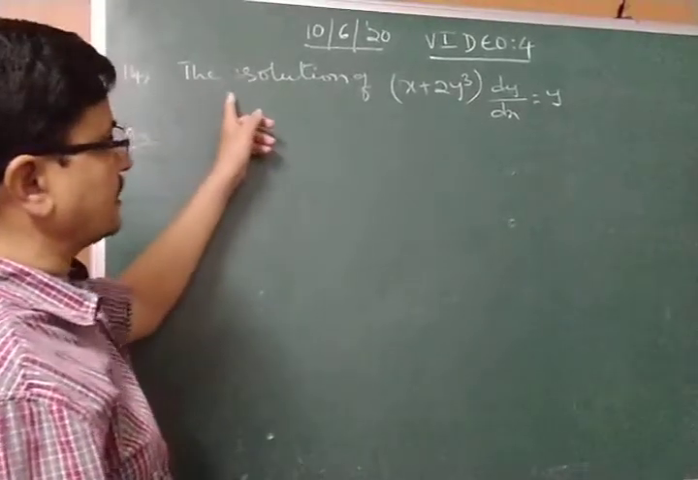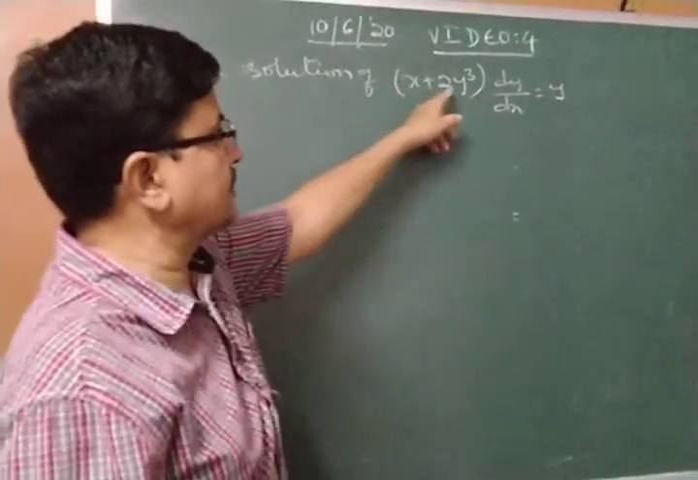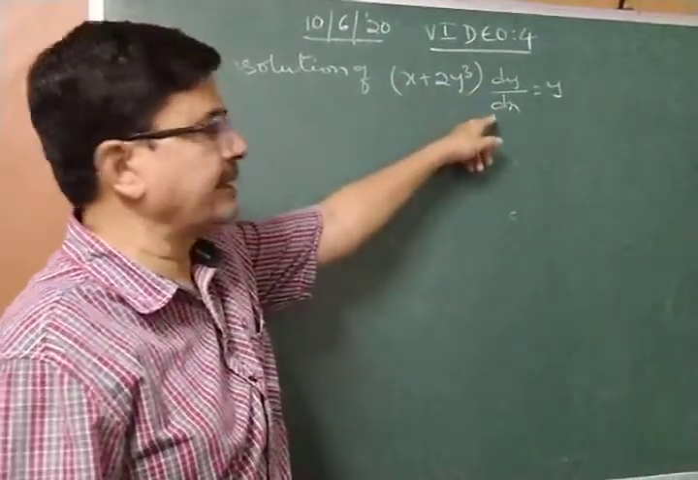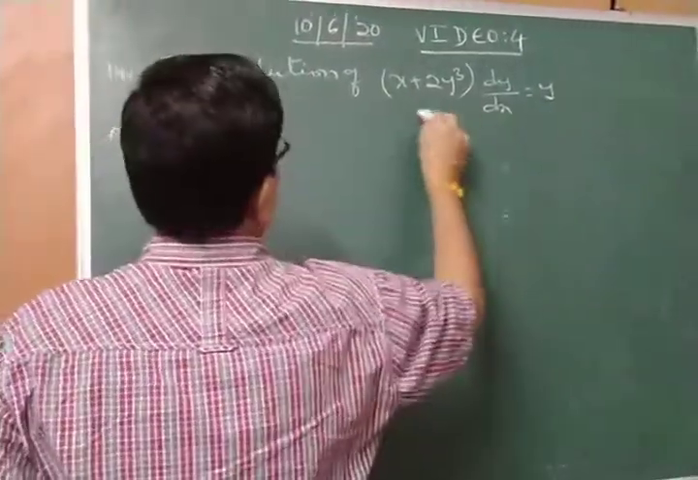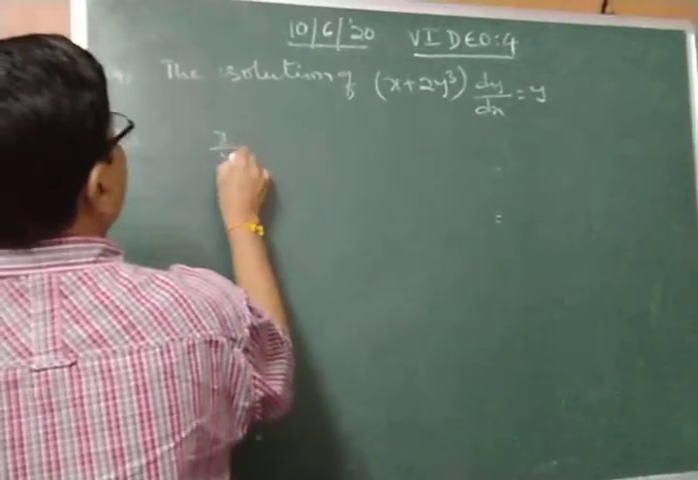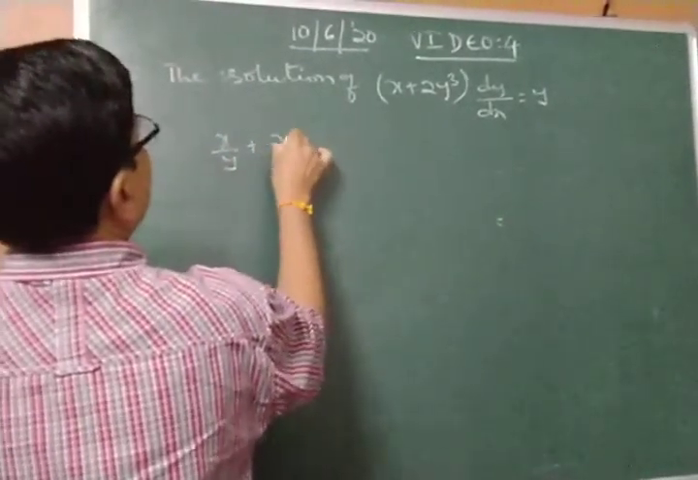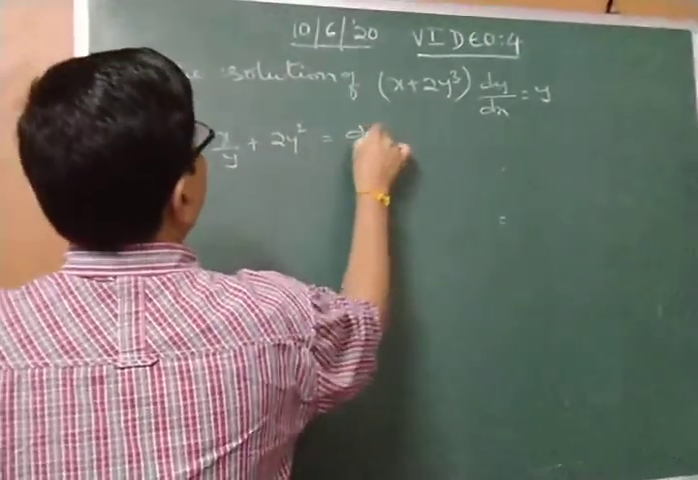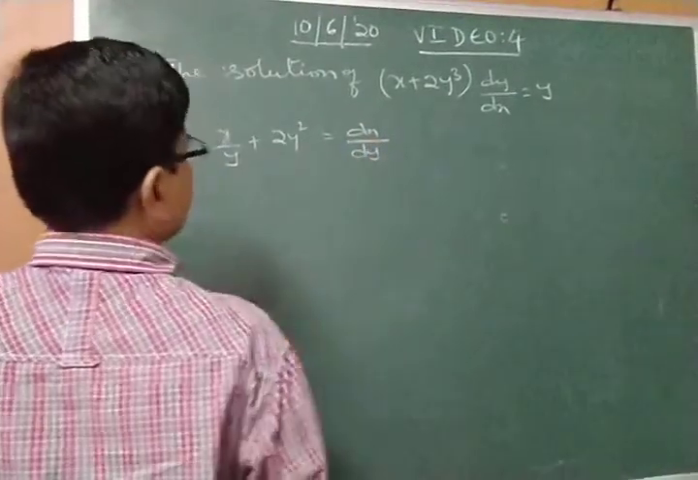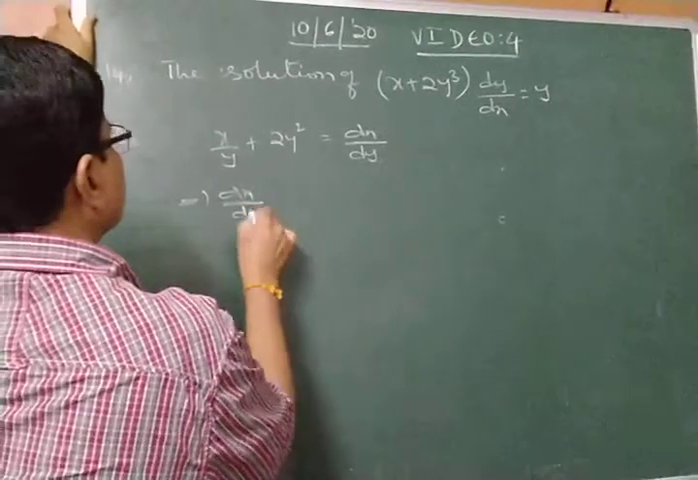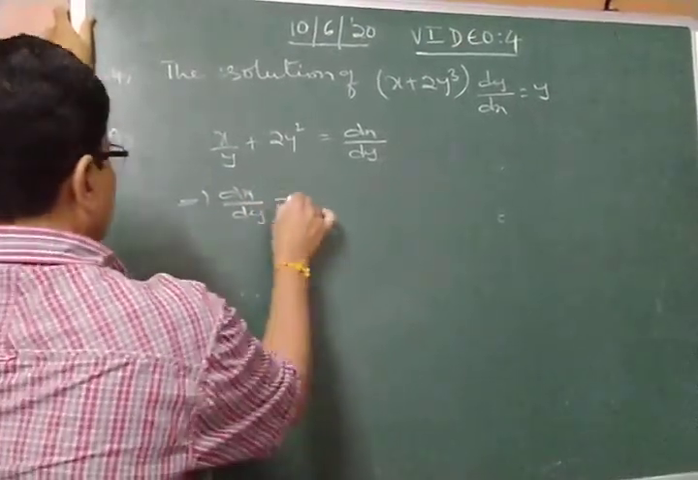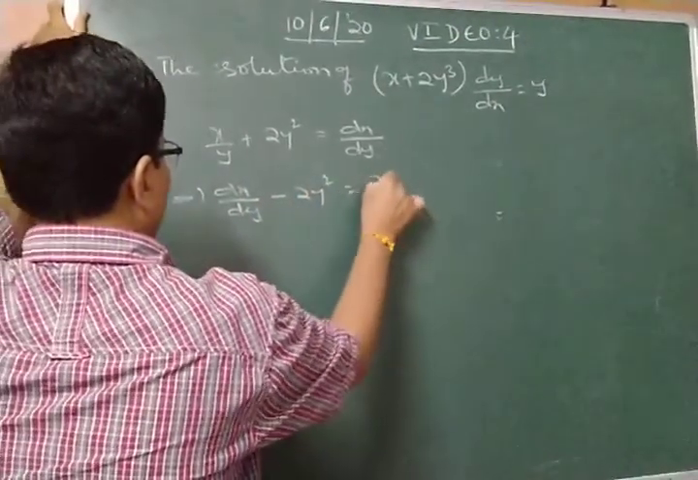14th question. The solution of x plus 2y cube into dy by dx is equal to y. We want to find the solution of this differential equation. Dividing on both sides by y, x by y plus 2y square is equal to dx by dy. Now that implies dx by dy minus 2y square is equal to x by y.